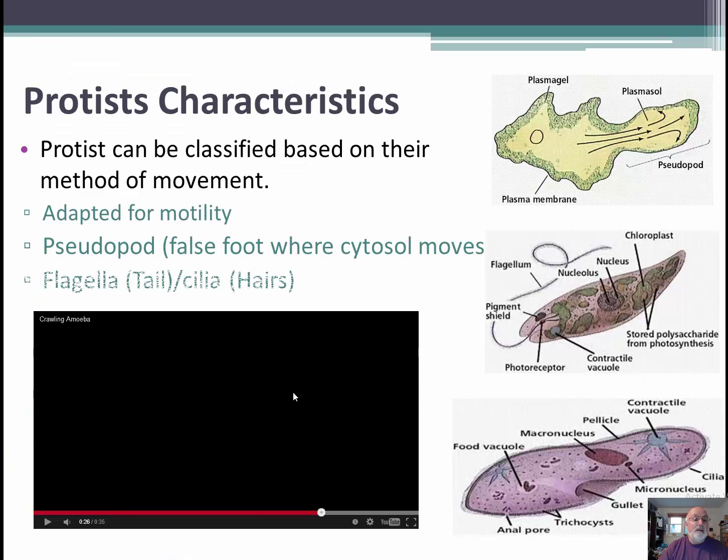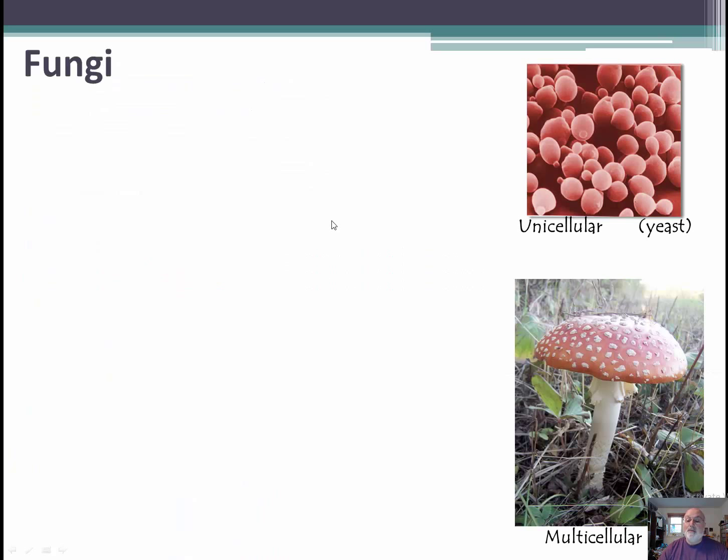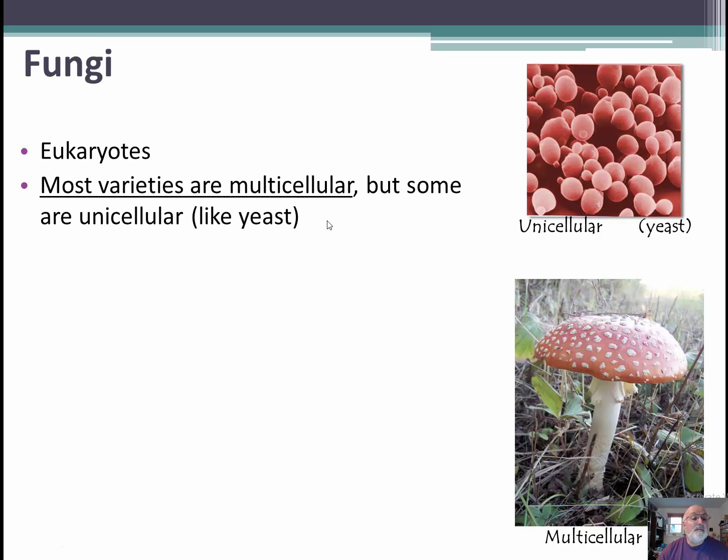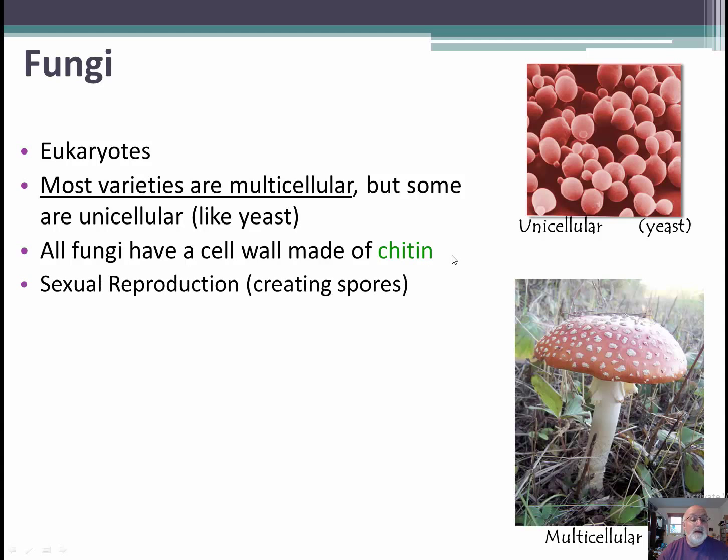So let's go back into here. And we are on this one. So second kingdom is fungi. These guys are eukaryotic, most variable in terms of the multicellular type of kingdoms, but they do have some unicellular, like yeast, stuff we actually use to make bread, all nice and fluffy, and beer, alcoholic. All fungi do have a cell wall made out of chitin, same material that's in your fingernails.